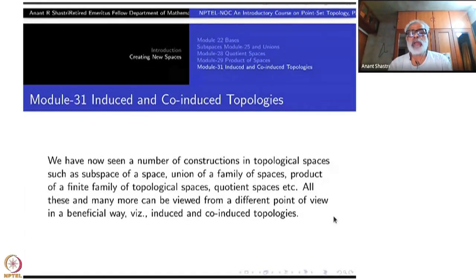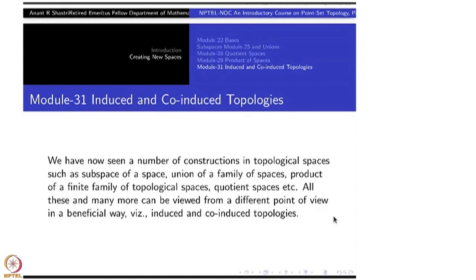Welcome to module 31. Today we will sum up the entire chapter of constructions of various topologies and some superficial study of these things so far as an introductory chapter. So all these constructions, namely subspace, unions, quotient, product, they can all be put into two types of construct. One will be called induced topologies, the other one will be called co-induced topologies. So that is the topic for today.